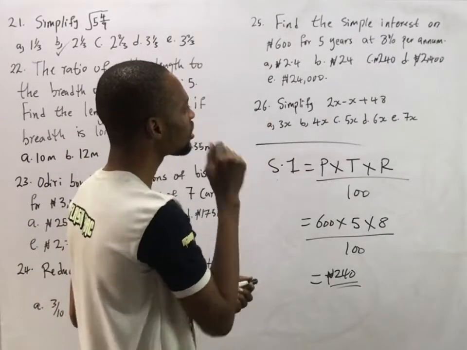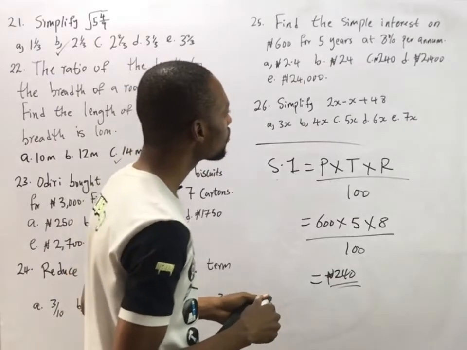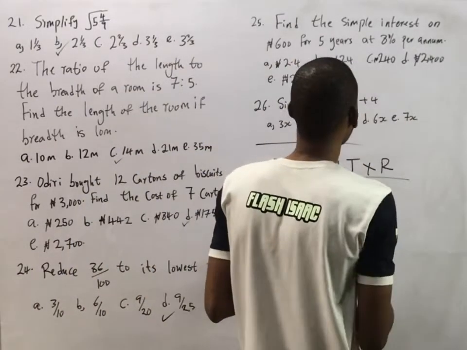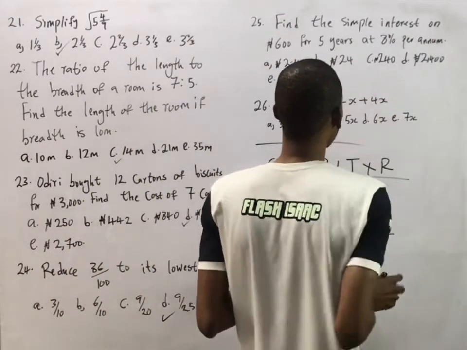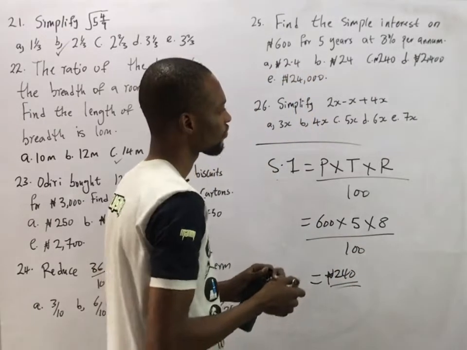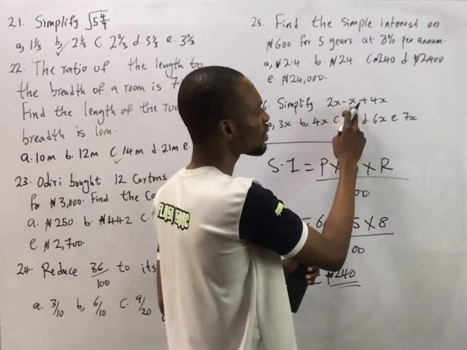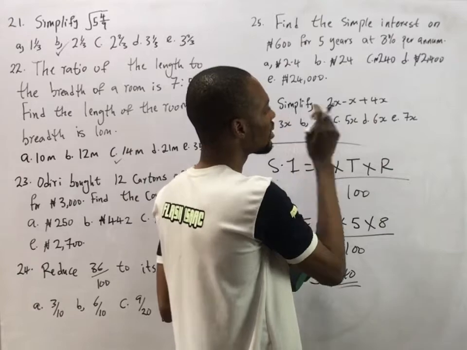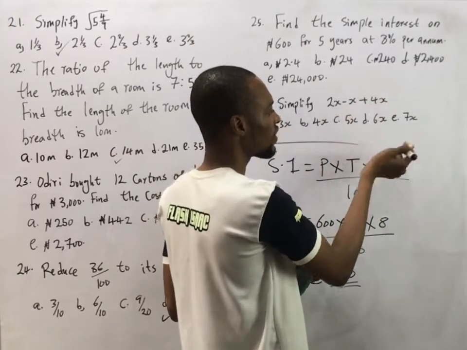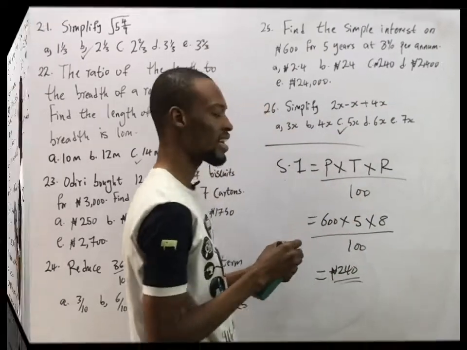Then 26 says simplify 2s minus s plus 4s. 2s minus 1s is simply s. 1s plus 4s is 5s, so it's C. So that is the answer.